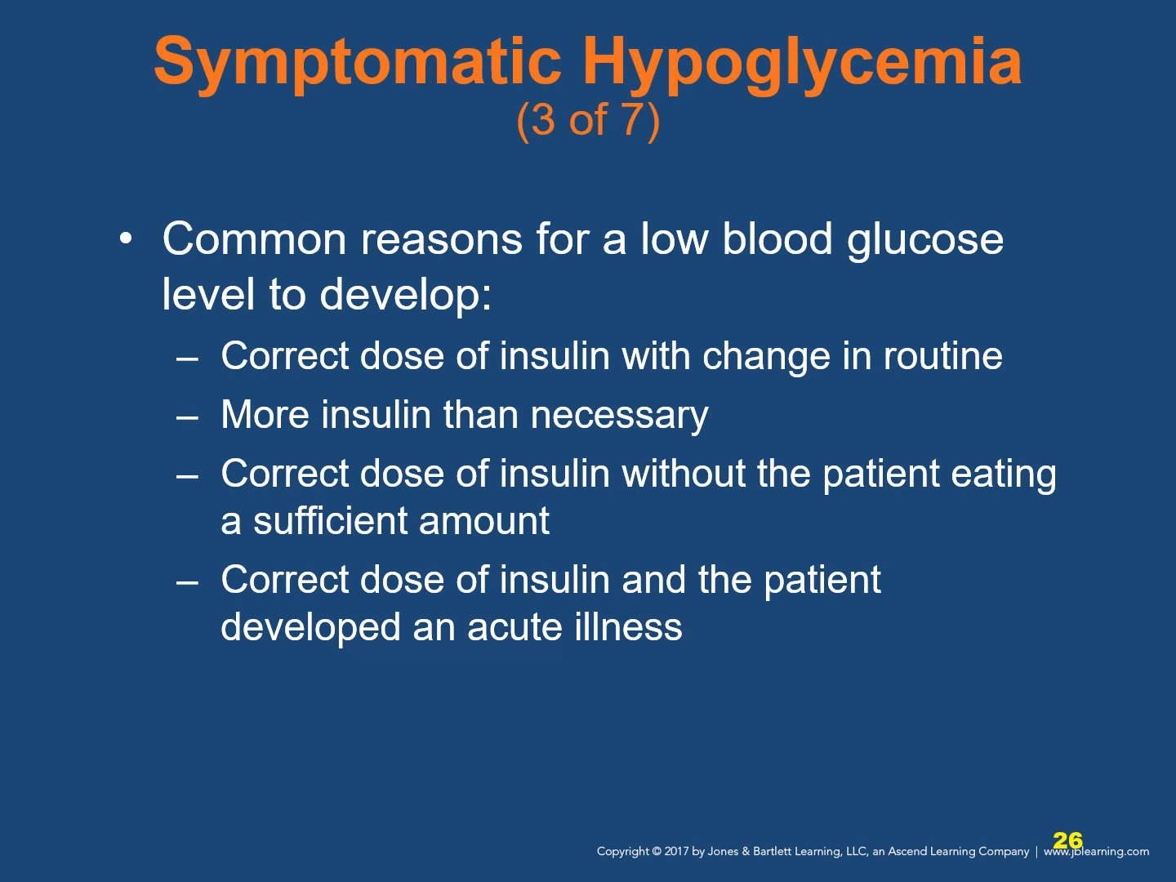Common reasons for a low blood glucose level to develop are a correct dose of insulin with a change in routine. In other words, the patient exercised more, consumed a meal later than usual, or skipped the meal. They also could have taken more insulin than necessary, or a correct dose of insulin without the patient eating a sufficient amount, or a correct dose of insulin and the patient develops an acute illness.